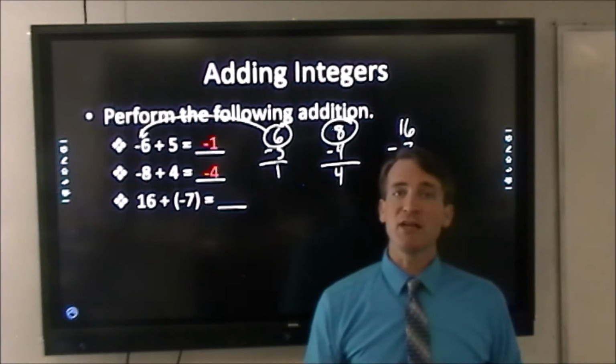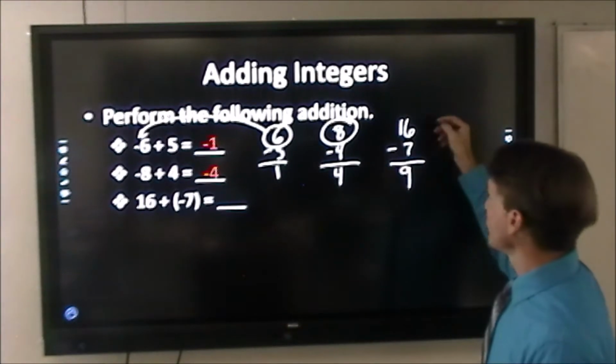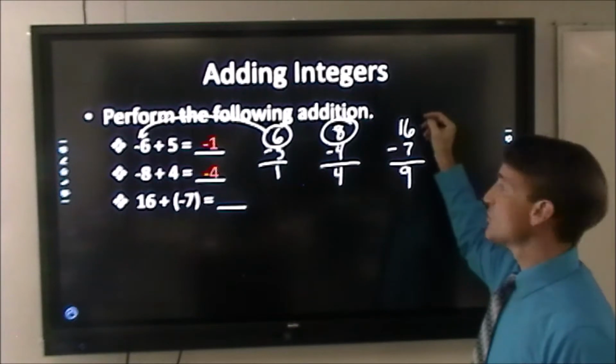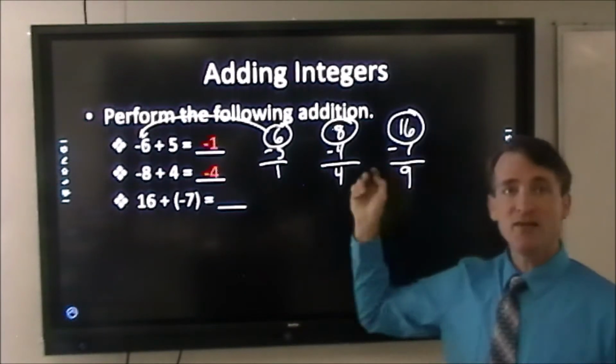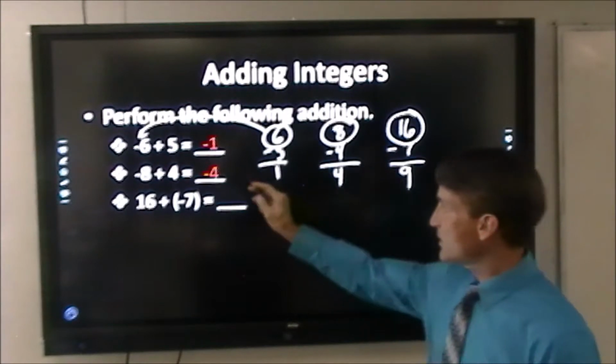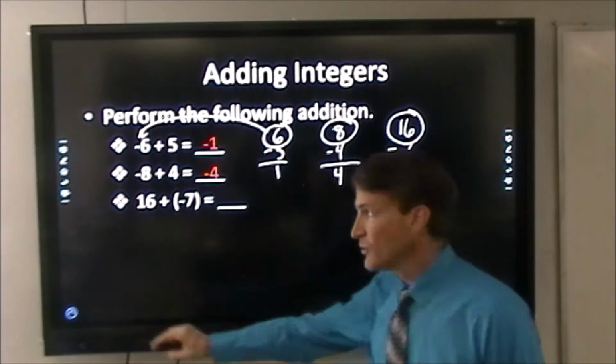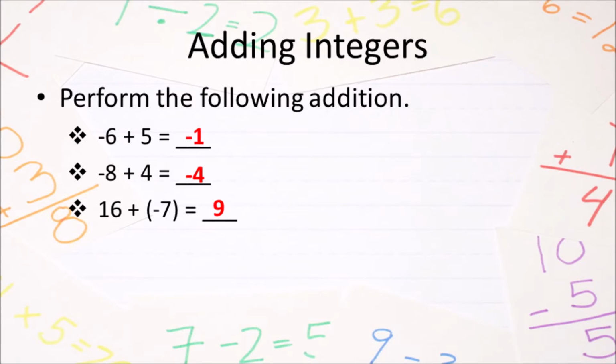Now I need to look at my signs. Which one had the greater absolute value? 16 is greater than 7, so I'm going to look at the sign in front of the 16. The sign in front of the 16 is an understood positive, so my final answer is going to be a positive 9.